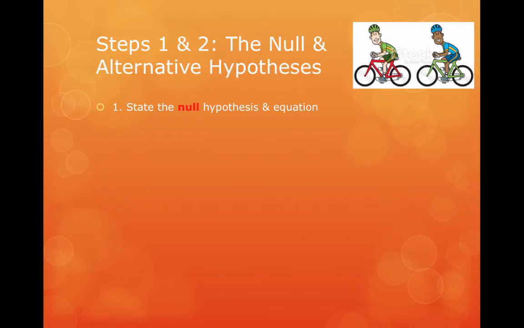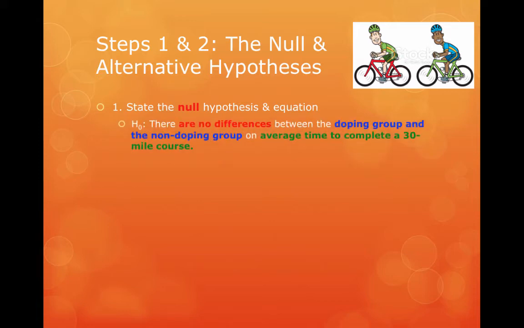Let's go ahead and walk through our steps of hypothesis testing, steps 1 and steps 2. So step 1 is stating the null hypothesis along with the equation. So what are we stating here? We're simply stating that there are no differences between the doping group and the non-doping group on average time to complete a 30-mile course. And how would we write out the null hypothesis equation? Well, H naught is equal to mu of D, which is the doping group, equals the population mean of those non-doping.